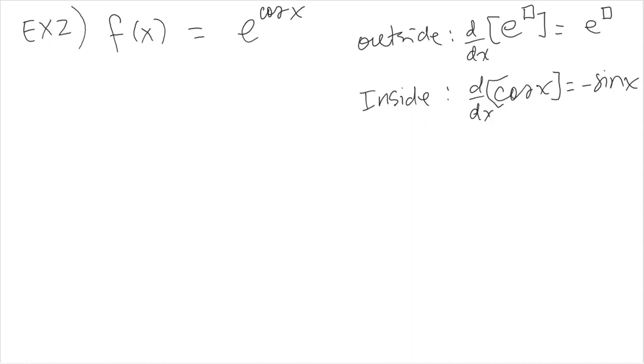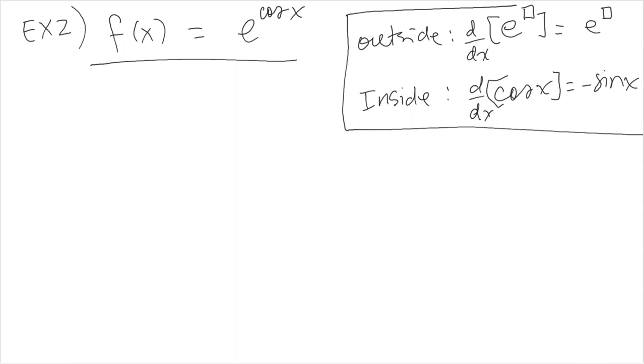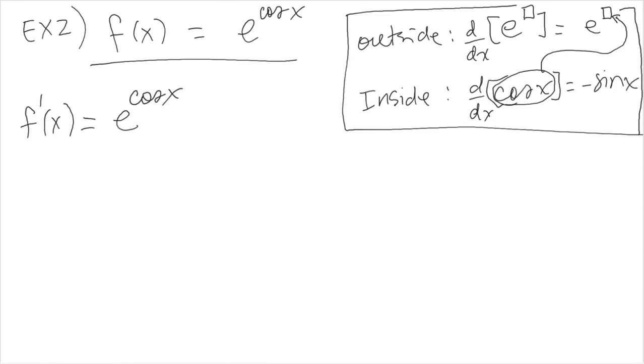Okay, so the derivative of this composite function is going to be the derivative of the outside function evaluated at g of x, which is itself. So the derivative f prime of x is equal to e to the what? Cosine of x. Multiplied by the derivative of the inside function, which is the derivative of cosine, and that is negative sine x.